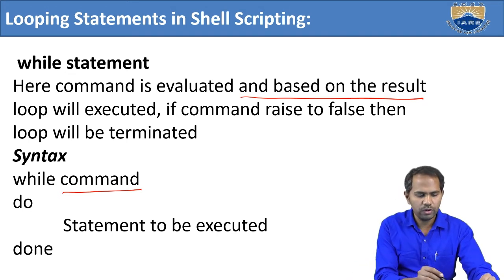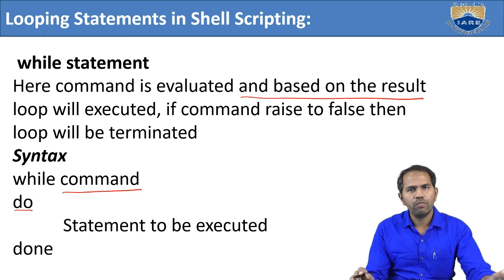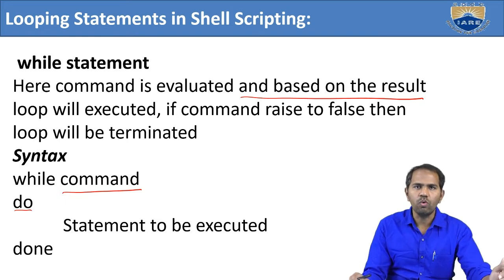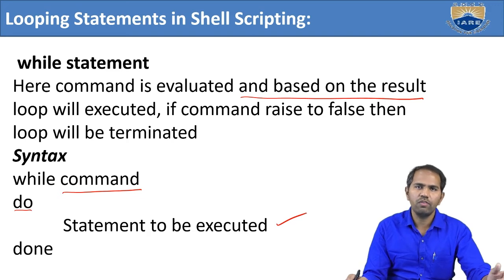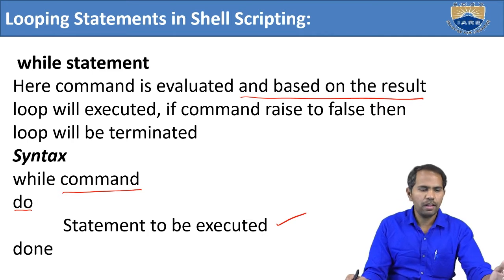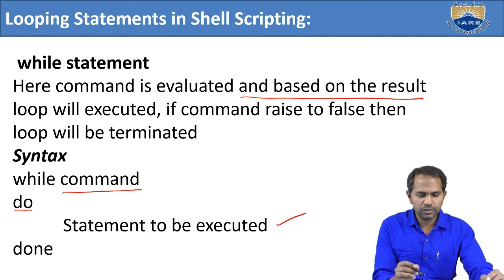Then do. Do is a keyword. In the while syntax, first write while, which is a keyword, then the command, and that command should be true. Then do means the statements should be executed. Not only one statement, you can write n number of statements under the loop, and the n statements will be repeated. Then after that, it moves back up again.